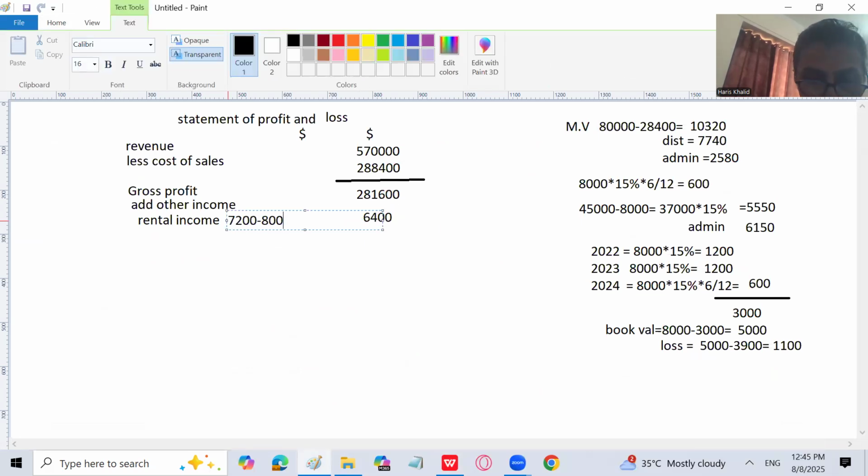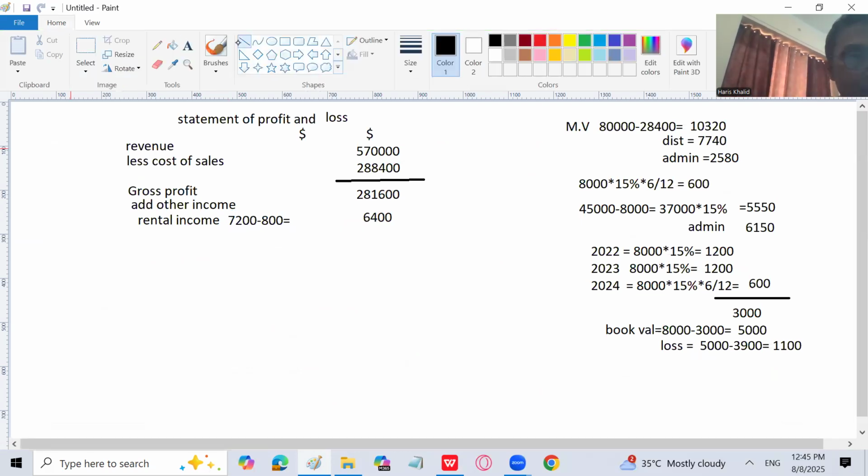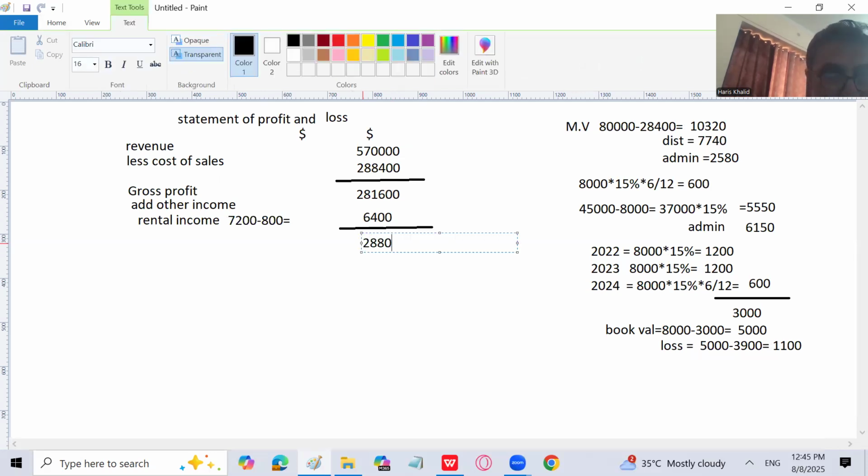7,200 minus 800, which is the rental income received in advance, unearned income, which is subtracted from the income and will also be shown as a current liability in the balance sheet. 281,600 plus 6,400. So we have 288,000 now. So we are right here, 288,000.